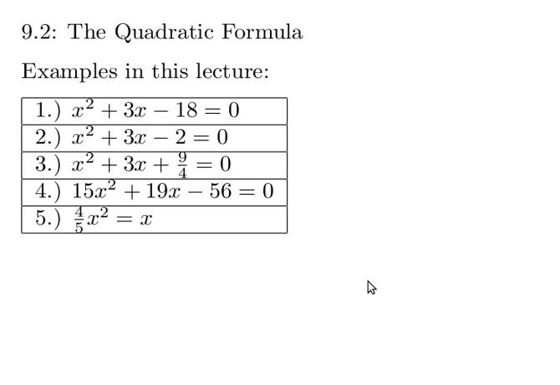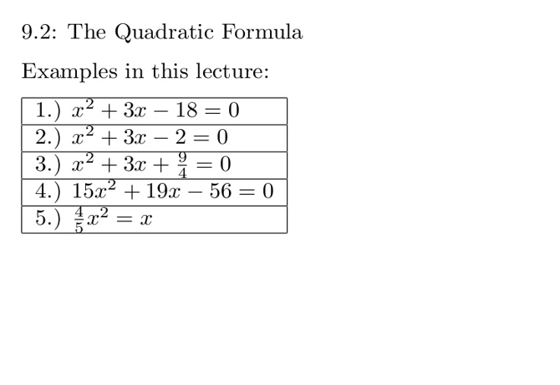And in most cases, I'd say it's probably the easiest way to solve a quadratic, because it's the most straightforward way to solve it. The thing that's really nice about the quadratic formula is it will always work. As long as you have a quadratic equation, the quadratic formula will always work.